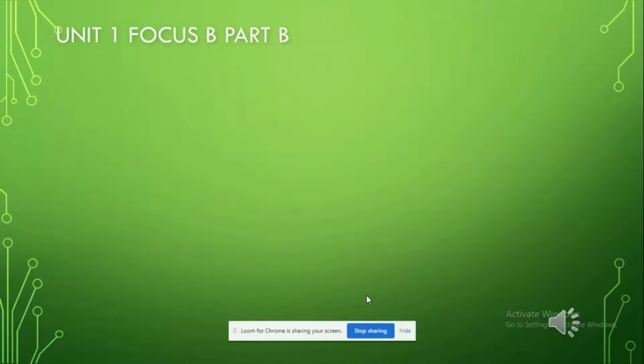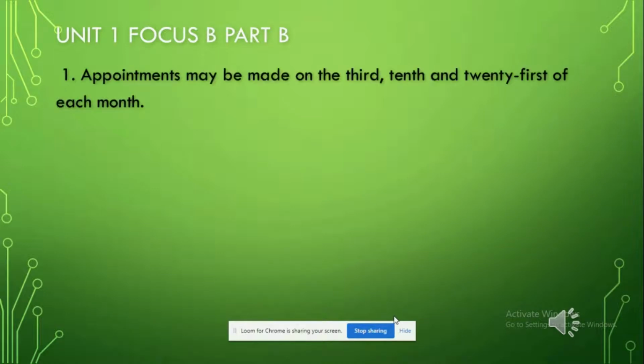Now let's move on to Part B. In pairs, you can read the sentences 1 to 4 aloud and mark the intonation of the words in bold. Then listen, repeat, and check your answers.